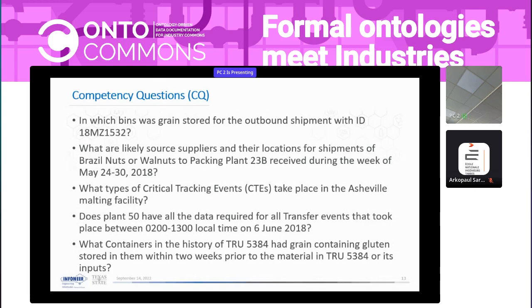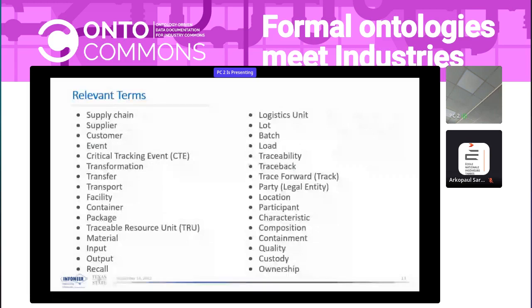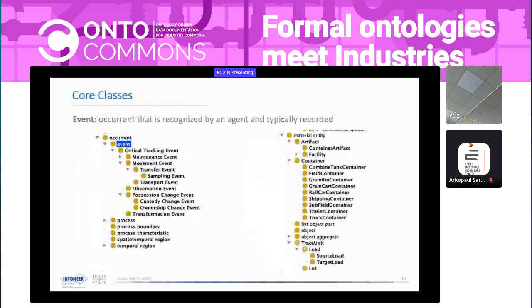These are the types of questions we should be able to answer, and these are the relevant terms like event, CTE, transformation, transfer, facility, container. Container is a big factor in this ontology. Load, lot, batch: these are used in production plants as well, right? So we should define them such that it's not just for agricultural use cases, that they can be applied to manufacturing use cases as well.